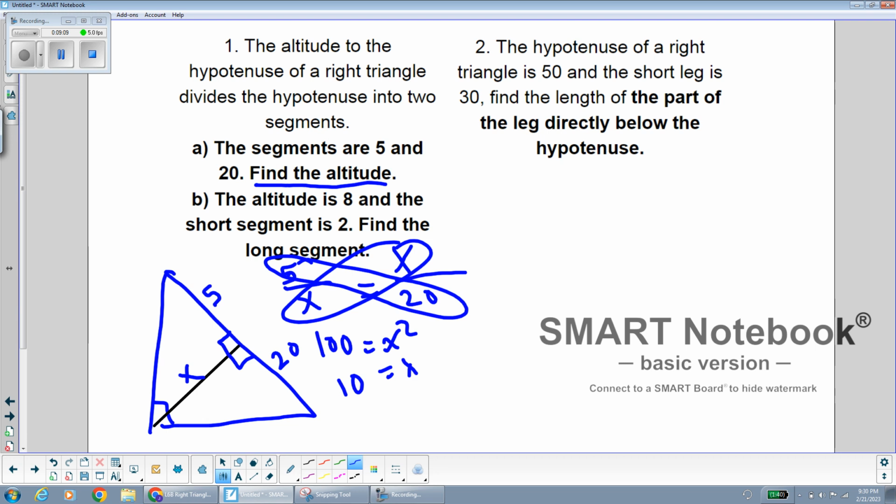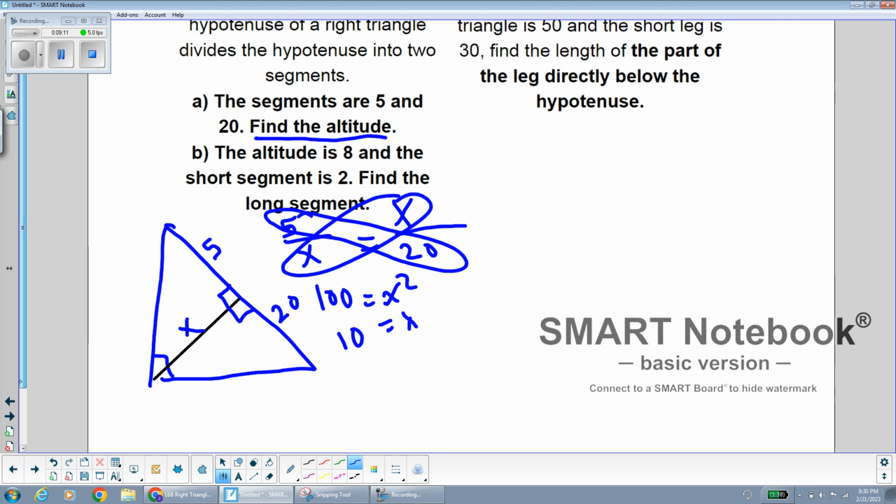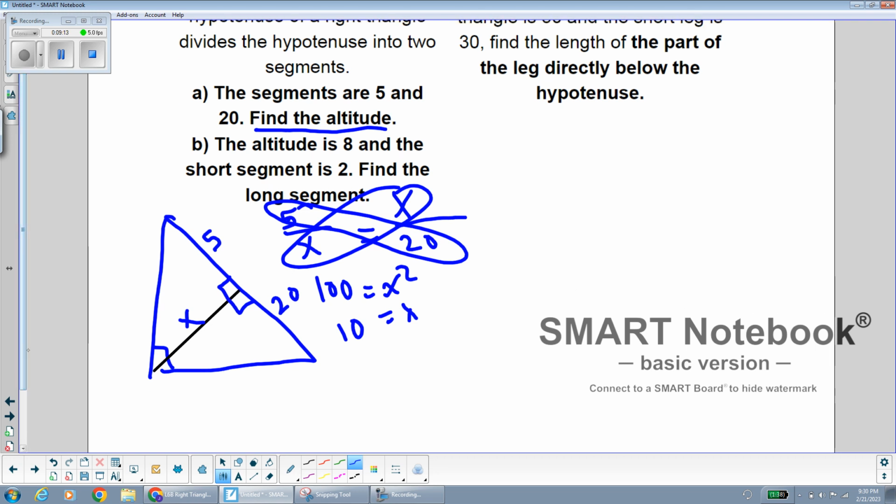Now in part B, we have a different situation. So I don't want to draw a new diagram. I'm just going to reset. I'm going to use red for part B, so we know it's a different situation. So this time we're given that the altitude is 8, and the short segment, one of these two segments, is 2. And we need to find the long segment.